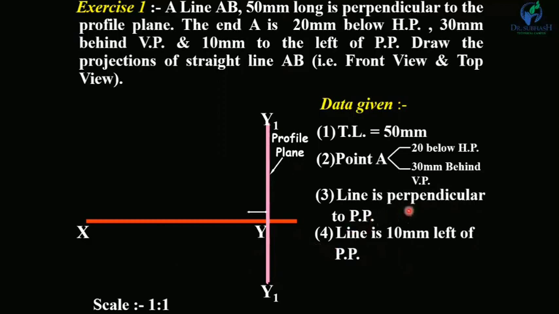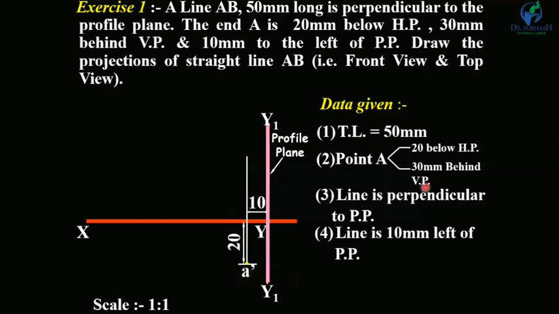Now first of all, this distance line is 10 mm left from the profile plane. So take the distance of 10 mm from this profile plane and draw one line which is perpendicular to the XY line. Now the position of point A is given 20 mm below HP and 30 mm behind VP. Below HP means its front view is 20 mm below the XY line. So here at the 20 mm distance from XY, mark the point A dash.